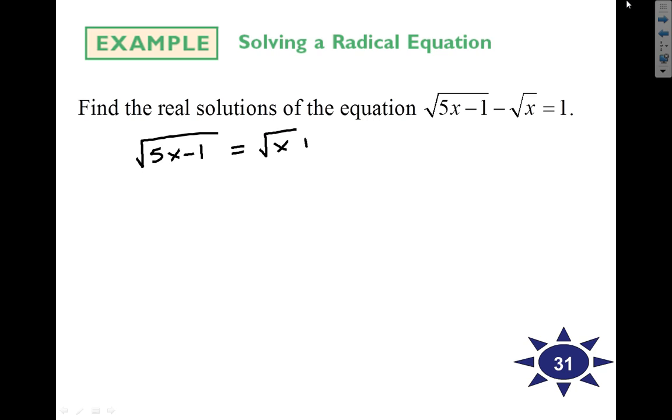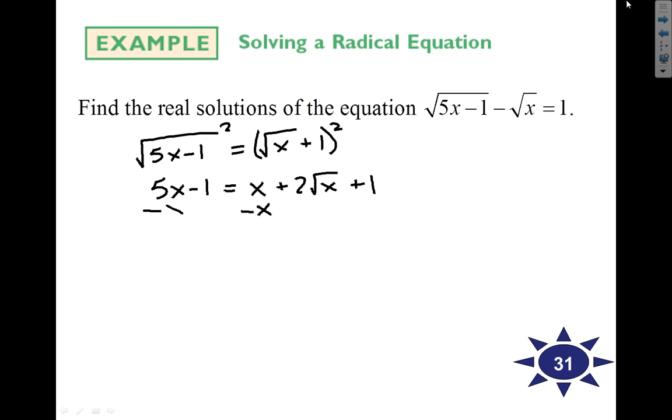Square root of x plus 1. We're going to square both sides. But on the right, that means foiling. So the left comes out nice and clean. The right, square root of x squared is x, plus 2 root x, plus 1. We've squared, but we're still left with a square root. So now we're going to follow the same steps we did on the previous examples. Get that square root by itself.